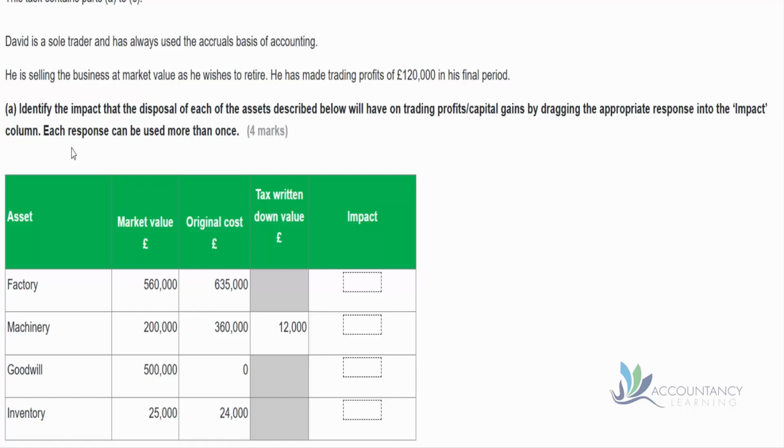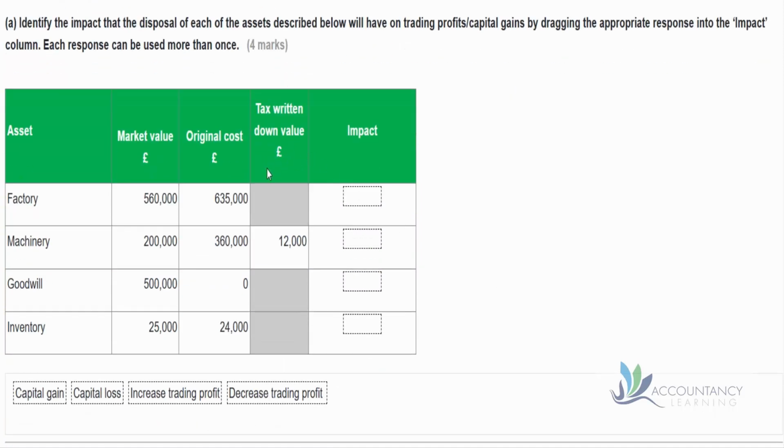So with the factory then, we've got a market value of 560,000 and an original cost of 635,000. So what's going to happen here? There is no tax written down value, so it doesn't look as if we've been claiming any structures or buildings allowance. So we're selling this asset for a price that is below the original cost. It cost 635, we're selling it for 560, and that means we're going to make a loss on this. And because it's relating to an asset, that's going to give us a capital loss.